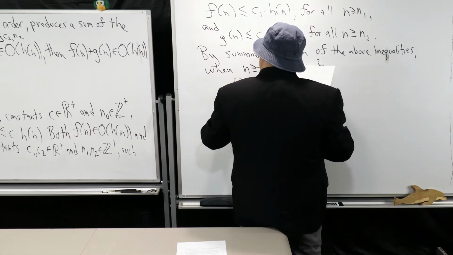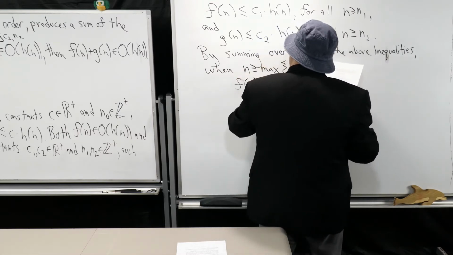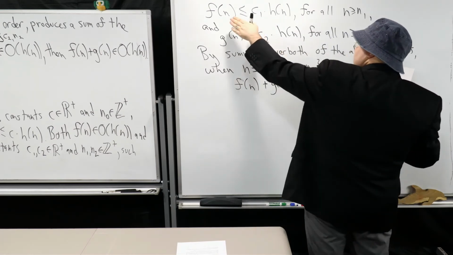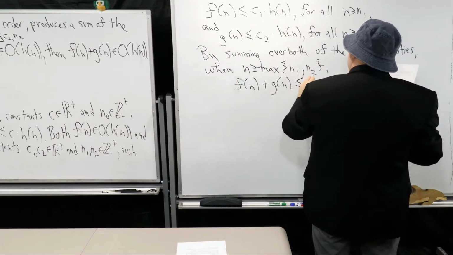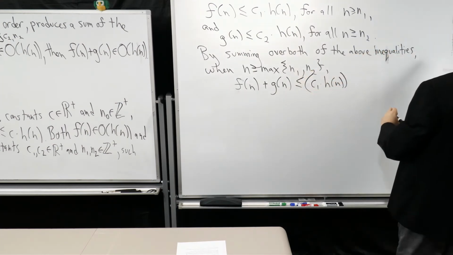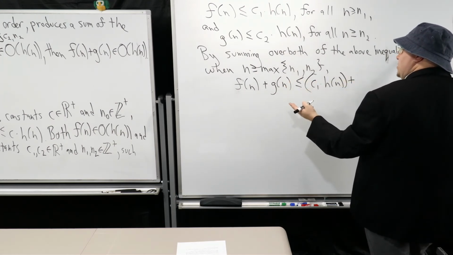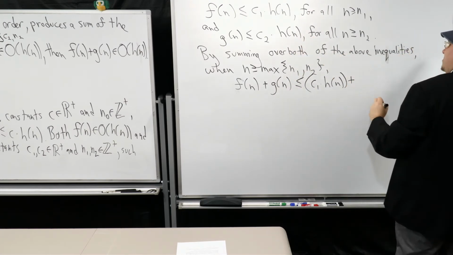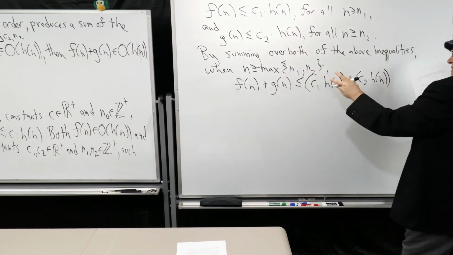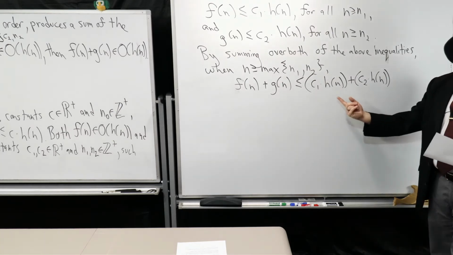So what does that mean? I get f of n plus g of n. I'm summing over both of these inequalities. This is less than or equal to C1 times h of n, and I'm going to put parentheses around that to make it a little easier to see. Plus, what's g of n less than or equal to? It's less than or equal to c2 times h of n. I'm using parentheses again to emphasize that I'm invoking these two separate inequalities and adding them together.